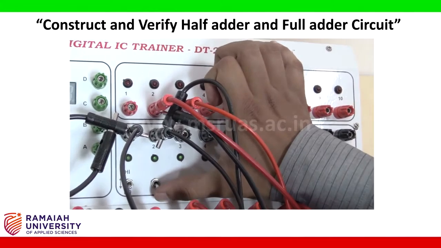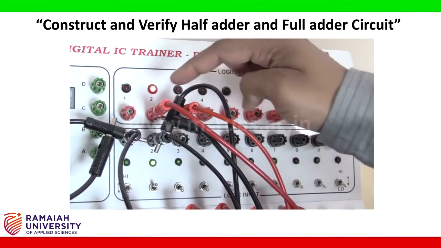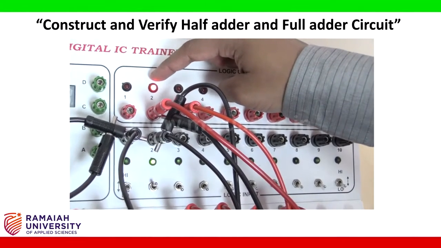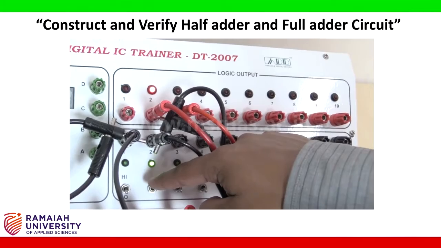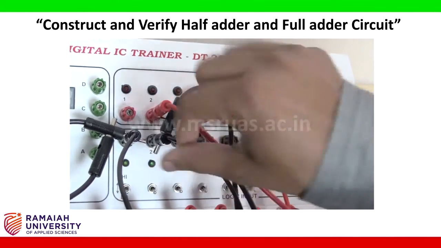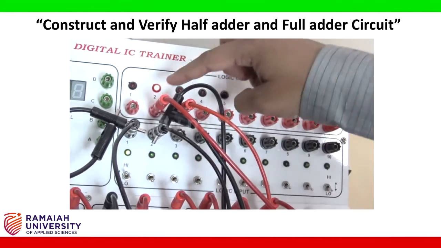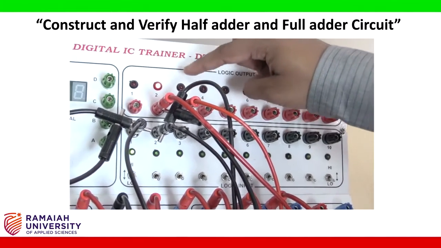So I will toggle the switch. Now you can see the output sum is 1, that can be seen through this LED, it is on, and carry is 0. Now I will change the input combination, that is 1 0. I will make this high and the second one low. You can see the output sum is 1 and carry is 0.